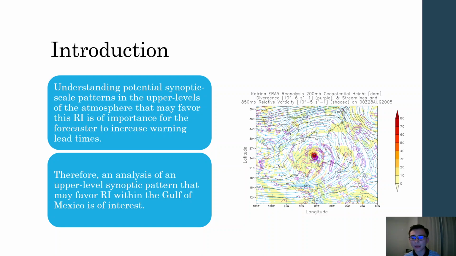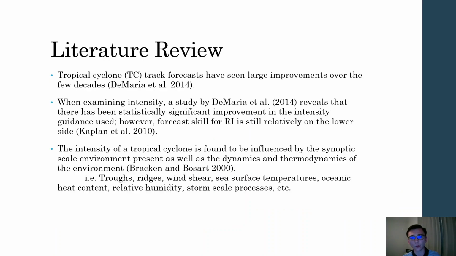So therefore, an analysis of an upper level synoptic pattern, sort of a climatology of a pattern that may favor that RI period within the Gulf of Mexico, is of interest, as we see again a lot of troughs and ridges coming across the continental U.S. that may play a role in some of these storms that potentially rapidly intensify. So let's look at some of the literature review out there.